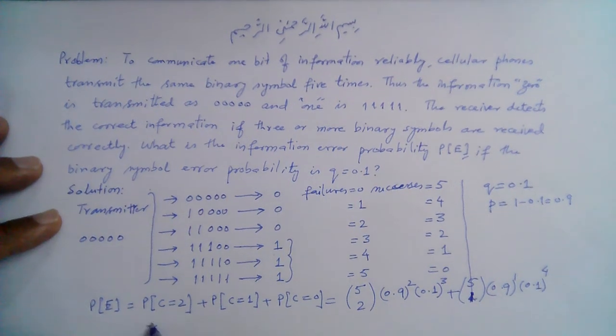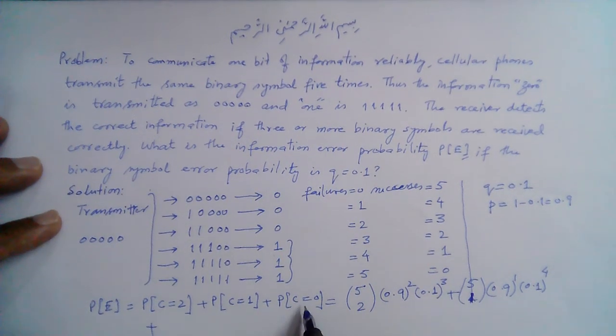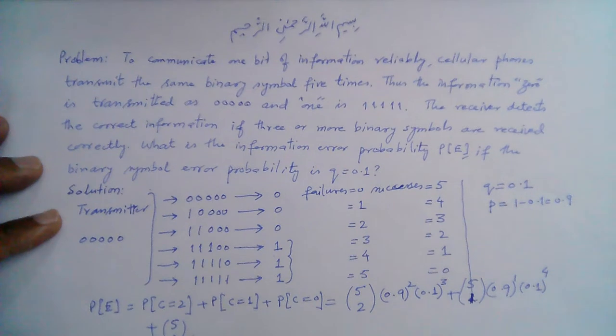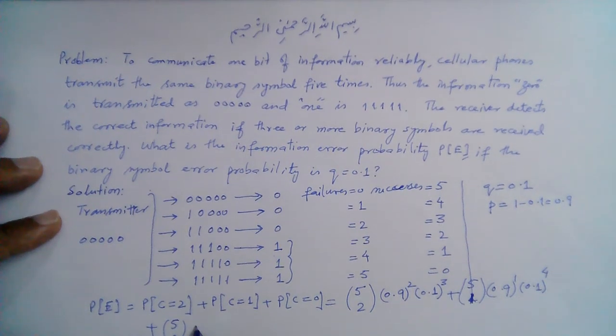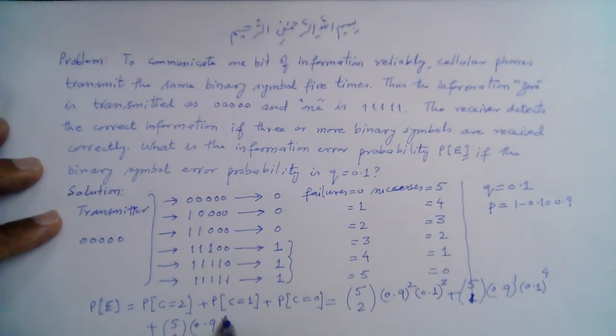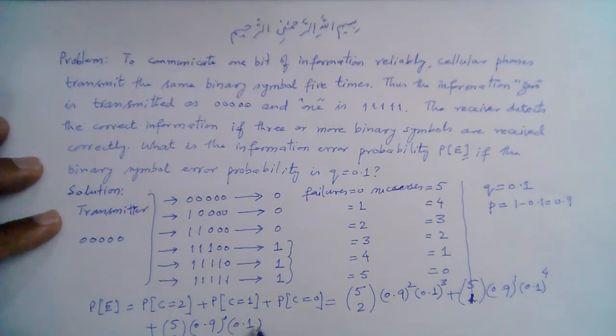And then probability for C is equal to 0 only when none of the bits is received correctly. So that is 5 choose 0 and 0.9 raised to the power 0 and 0.1 raised to the power 5 minus 0, which is 5. So we can now calculate all of these values to find out this probability PE.